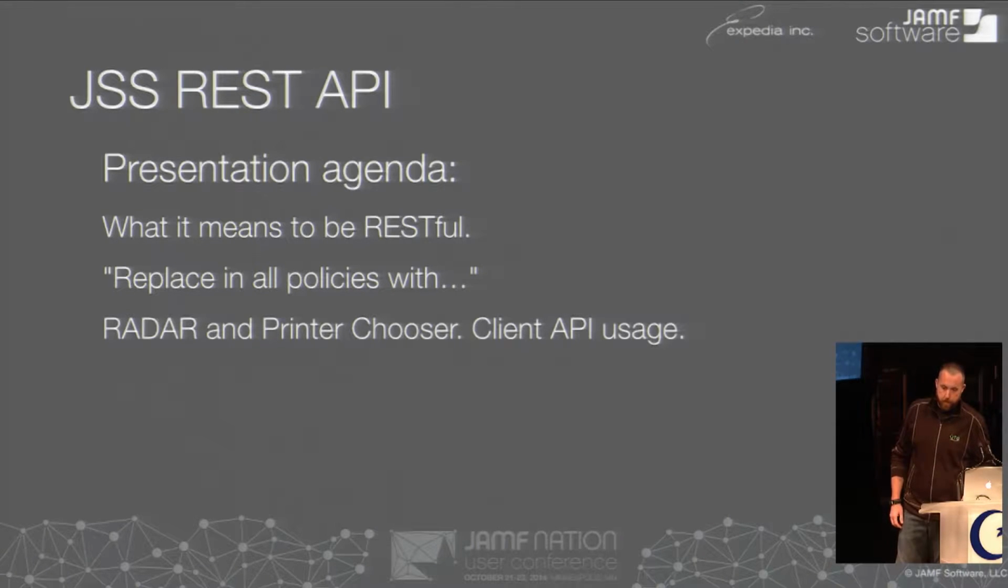Radar and PrinterChooser, client API usage. These are two things that we're leveraging in our production environment right now. Radar, which we'll get more into later, grew out of the need to figure out how to properly scope our subnets. In any complex network environment come challenges. Some of the issues that we had were spanning Wi-Fi over multiple subnets and network changes being made without us knowing, and it was causing us problems.